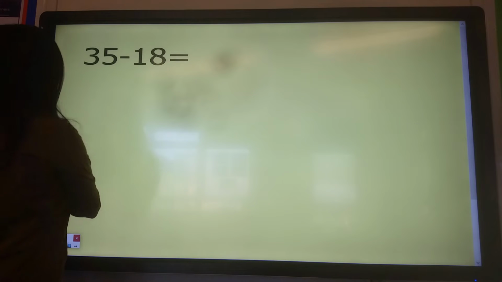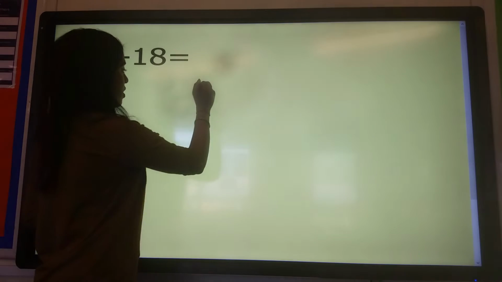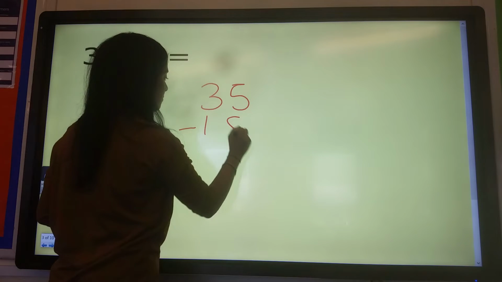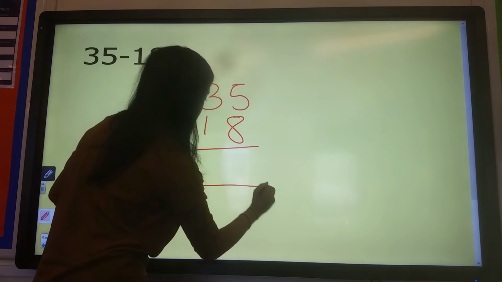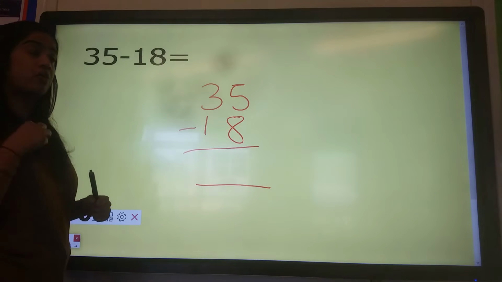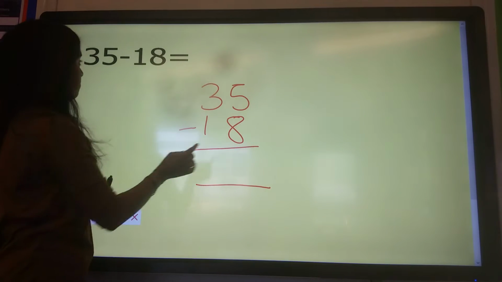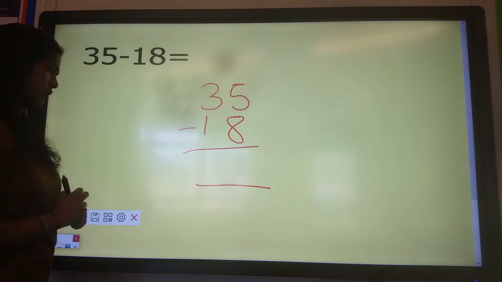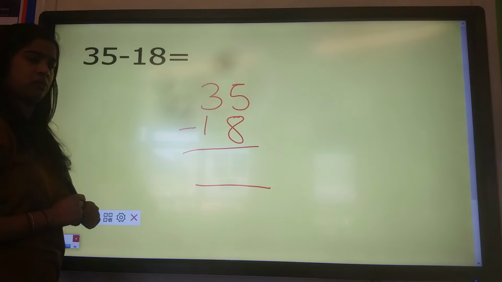35 minus 18. Okay, so I'm going to write up 35 minus 18. And once again, I'm going to start with my numbers in the ones column. So 5 minus 8. Can I do that? No, I can't do that. So what is it I need to do now?